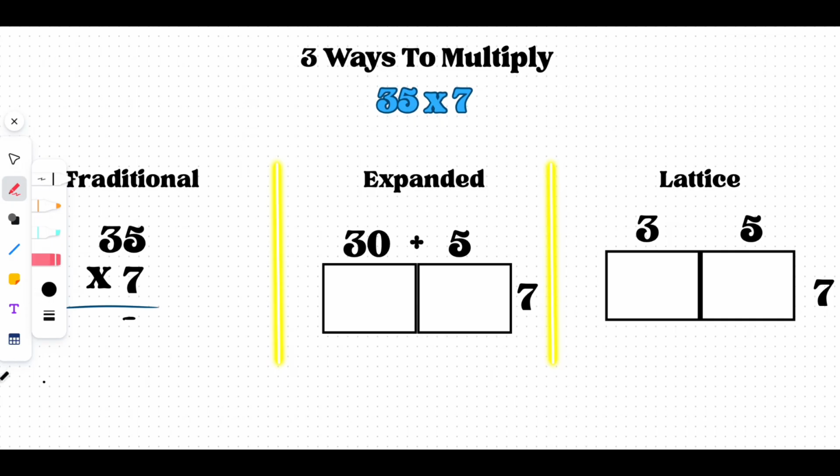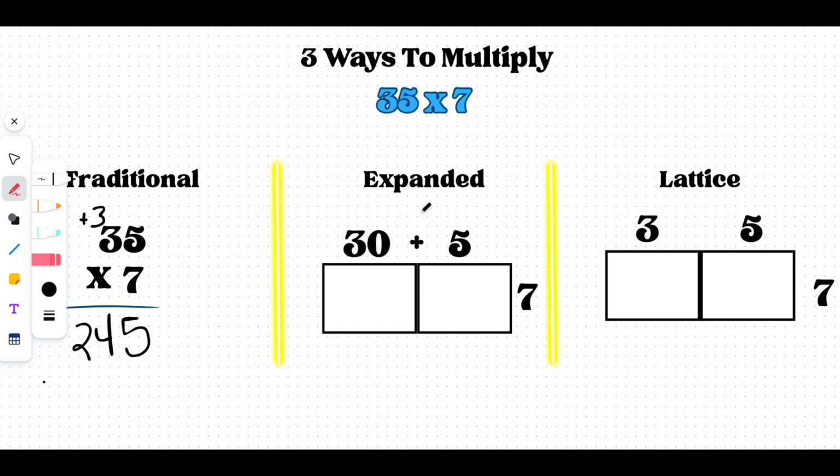All right, first problem is going to be 35 times 7. We're going to do the traditional method first. We're going to multiply our ones. So we're going to do 7 times 5, which is 35. Put down your 5, carry your 3 above the tens place. And then I'm going to do 7 times 3, which is 21 plus 3. And 21 plus 3 is going to be 24. So I'm going to write that down. So my answer is 245.